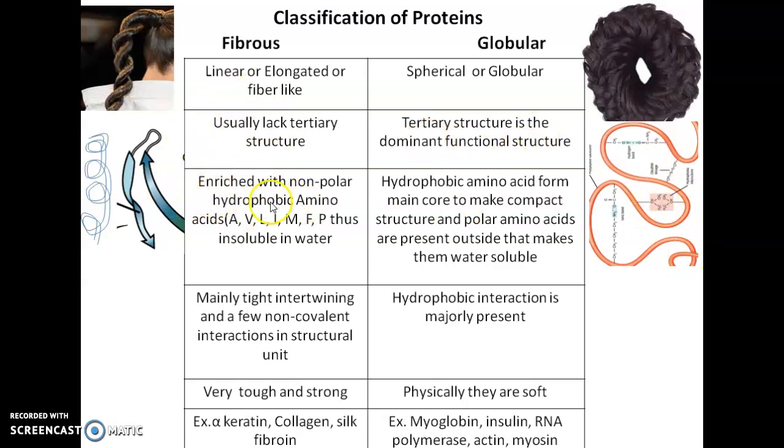The fibrous proteins are enriched with hydrophobic amino acids that include alanine, valine, leucine, isoleucine, methionine, phenylalanine, and proline. These hydrophobic, polar, and non-polar amino acids, I have already discussed in my first video of this chapter, the classification of amino acids. You can go through it again. I'll mention the link at the end of this video.